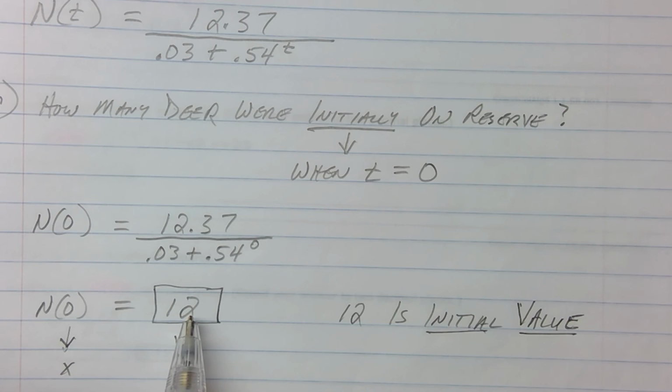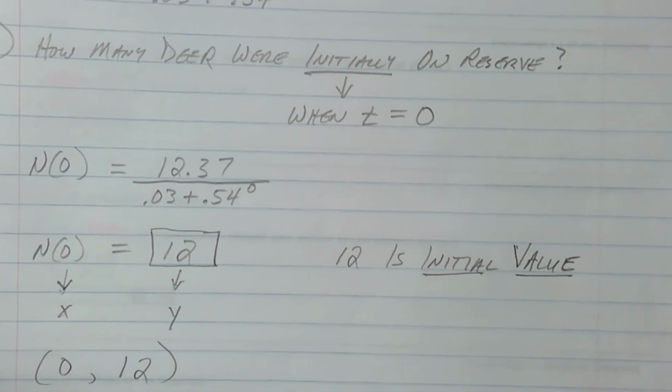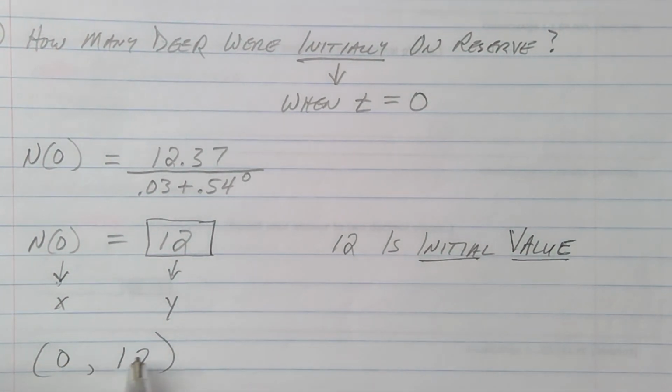0 is x, 12 is y. Think of it as an ordered pair. Remember, always think of this as an ordered pair, (0, 12). If I was going to graph this, this tells me don't go left or right, and this number tells me just go 12 steps up.